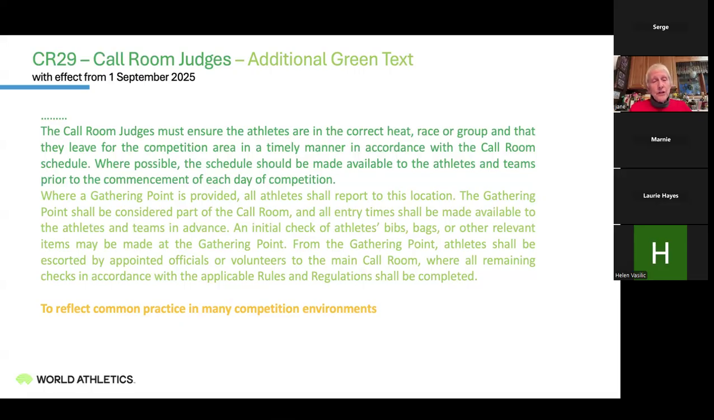In some of the larger world championships, it means not just escorted, you're actually taken by golf carts or whatever else because it is a fair distance.